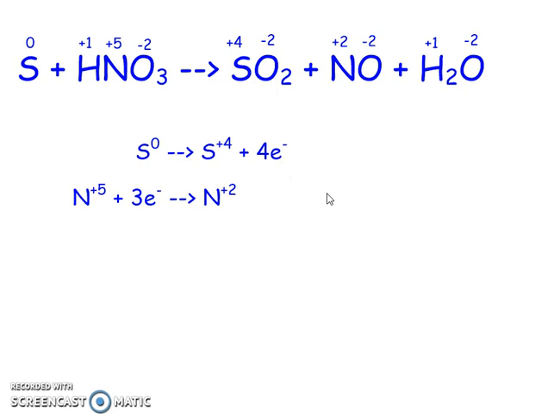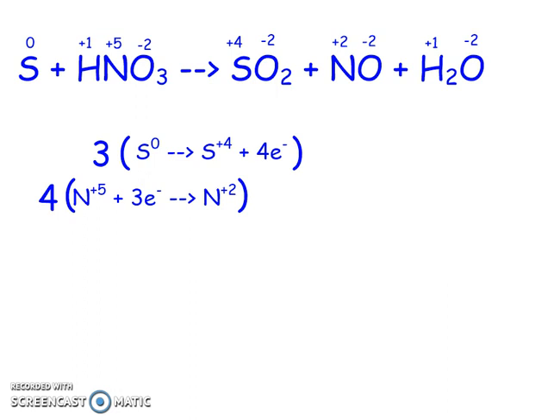The least common multiple of 3 and 4 is 12. So I'm going to multiply both of these half reactions by a number that will give me a total of 12 electrons. So I need to multiply the top one, the sulfur, by 3. So I have 12 electrons being lost, and the bottom one by 4, so I have 12 electrons being gained.